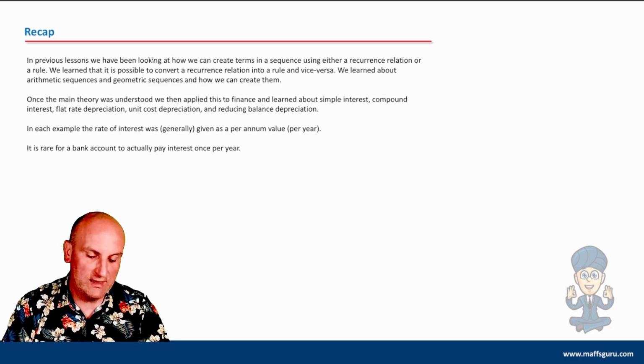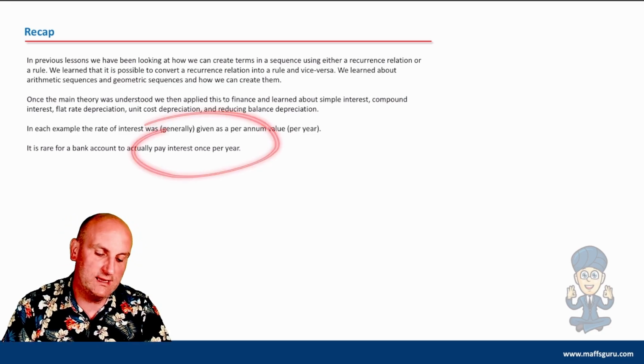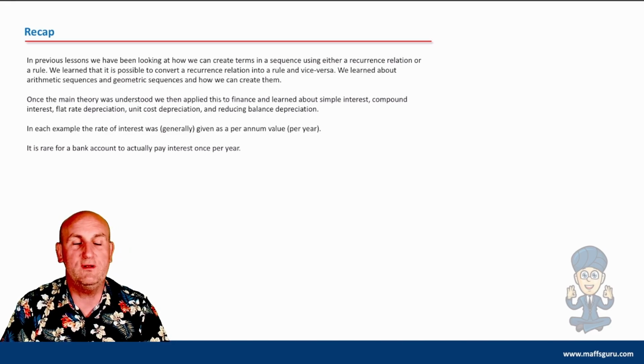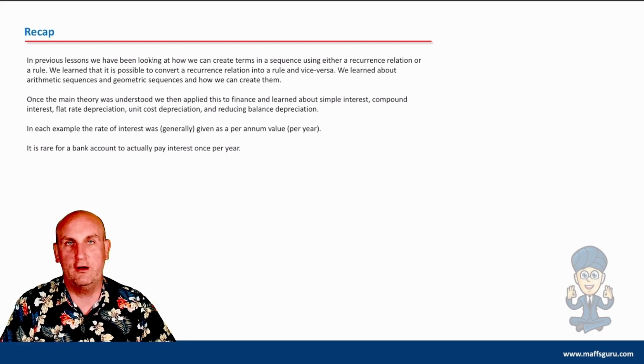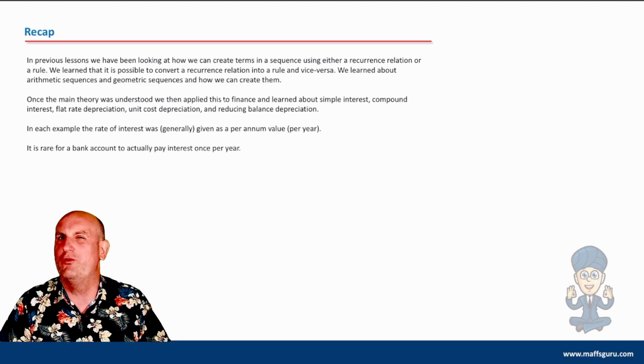Now, in all the videos we've dealt with before, as I say here, we've only been looking at interest being paid once a year. You've been given a per annum figure. And we may have put it into any number of rules or recurrence relationships, but generally speaking, we've had interest paid just once a year. Well, that's not realistic, is it?